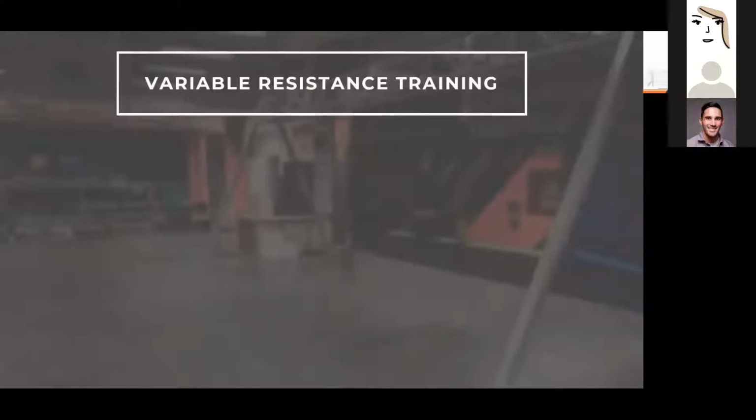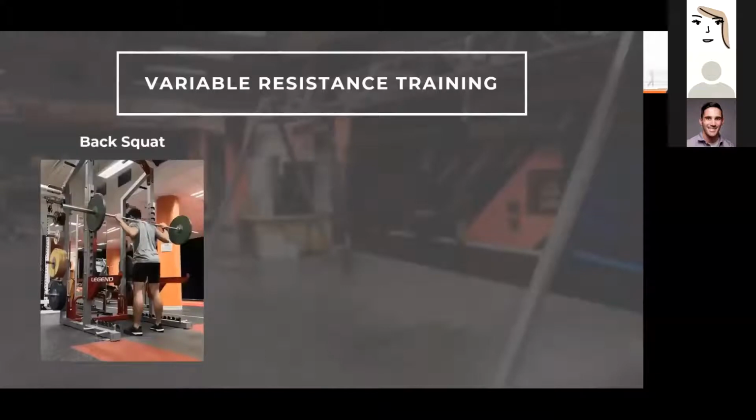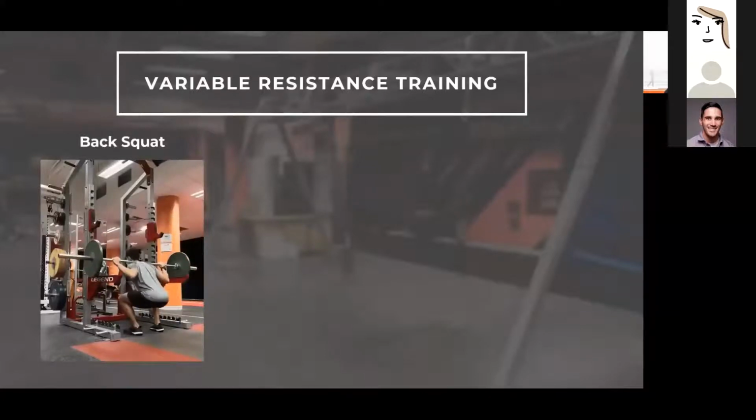Moving on, we next have variable resistance training. It uses accessories such as weight releases, chains, or bands to vary the load across the range of motion of an exercise. With traditional resistance training, the external load remains constant. However, forces exerted by the muscles will vary in accordance to joint position.